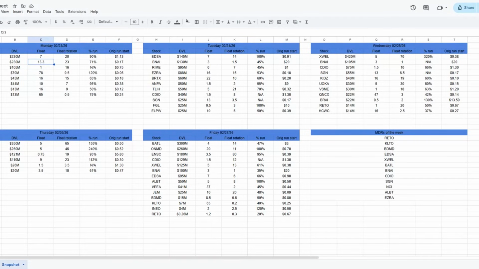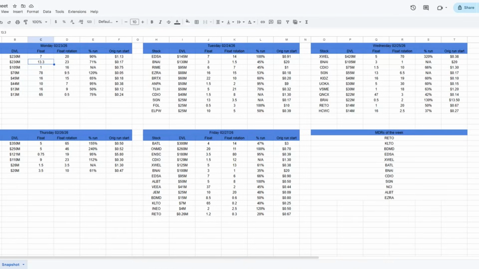The same thing is true with float rotation, because the more times the entire float of a stock trades in a single day, the more that stock becomes just a trading vehicle and detaches from anything fundamental, which means the more times the float rotates, the more this runner can go crazy. So we've defined the baseline: the higher the dollar volume, the more the thing can run, and the higher the float rotation, the more the thing can run. Where the magic of the analysis happens is in the different combinations of those two variables.